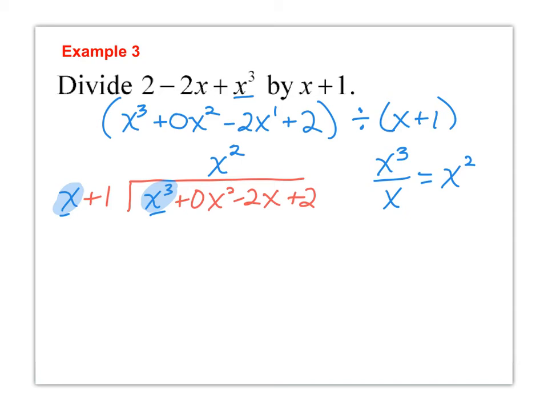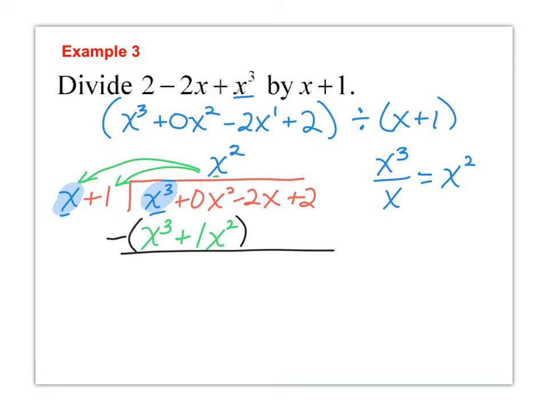Now we multiply whatever is above the line by what we divided by. So we're going to take the x squared and multiply by x, and the x squared and multiply by 1. x squared times x is x to the third. x squared times this plus 1 is plus 1x to the second power. Now we need to subtract the entire quantity. Subtracting x cubed, and if we distribute the negative, subtracting x squared, then we add the results.